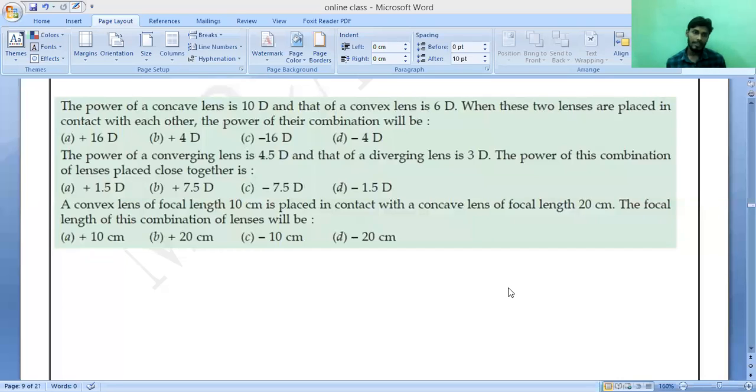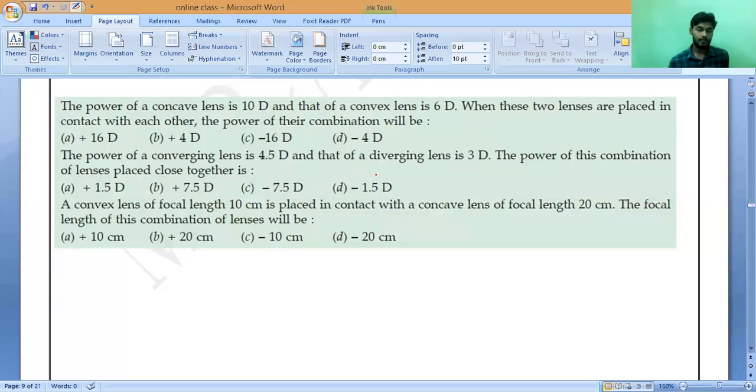I'm giving you 1 minute time. Let me see who will say the answers first. First question: concave lens of power minus 10D and the convex lens is 6D. When these two lenses are placed in contact with each other, the power of the combination is? Minus 16D, sir. Minus 4D, sir.